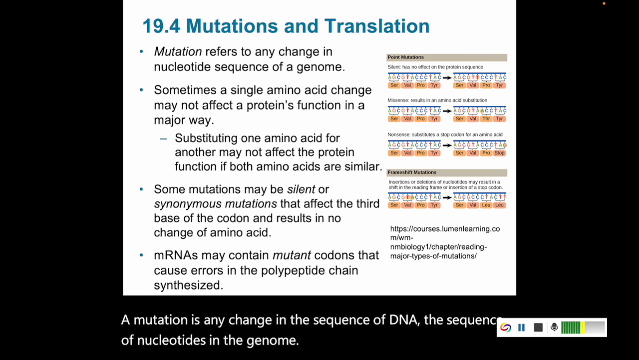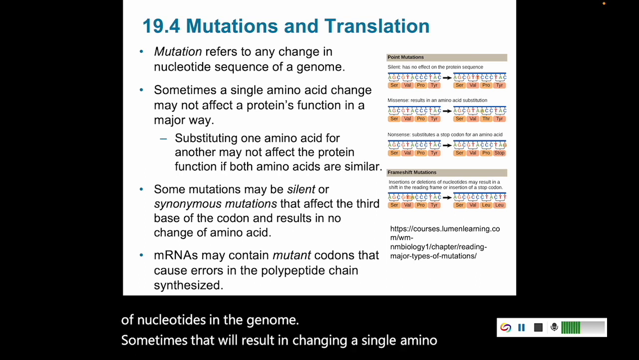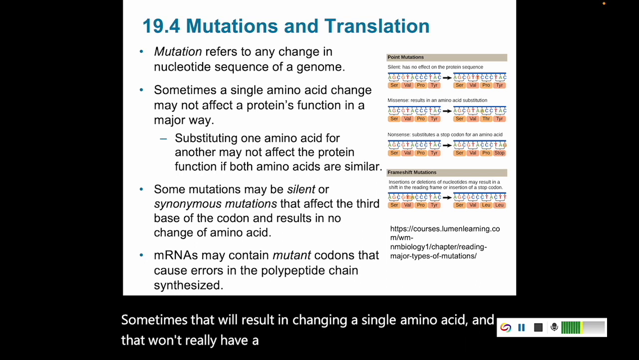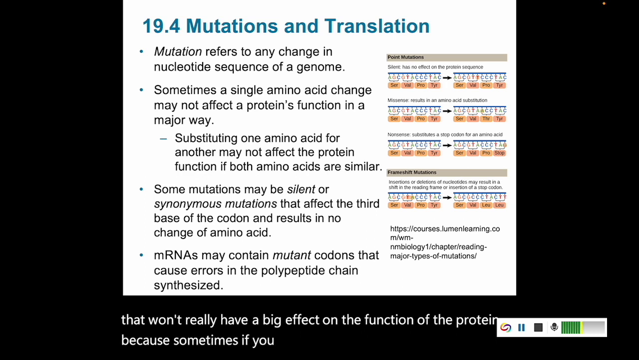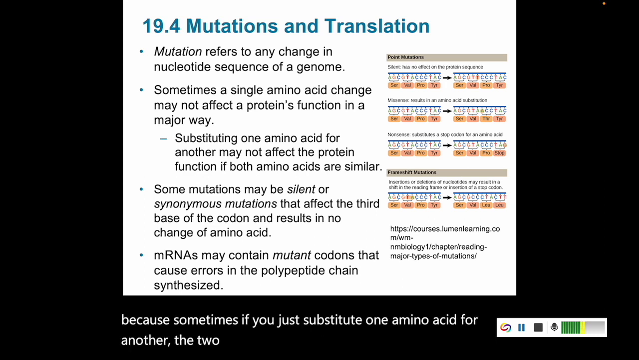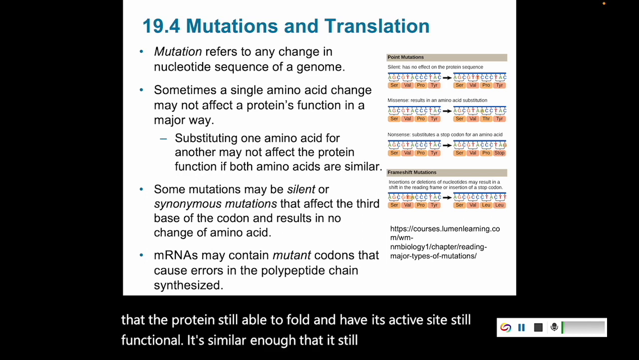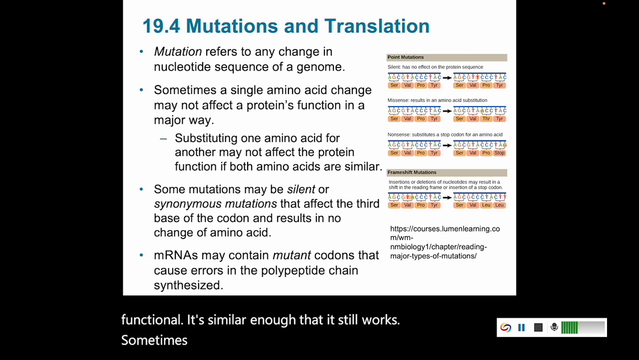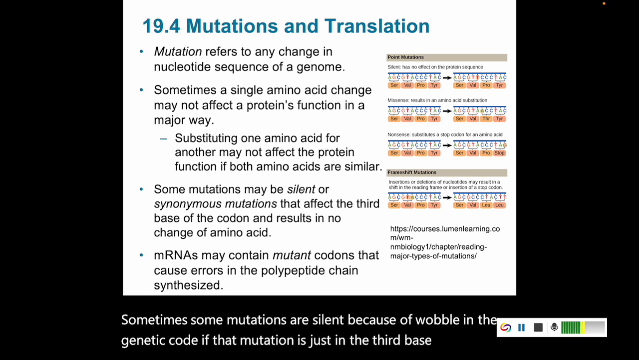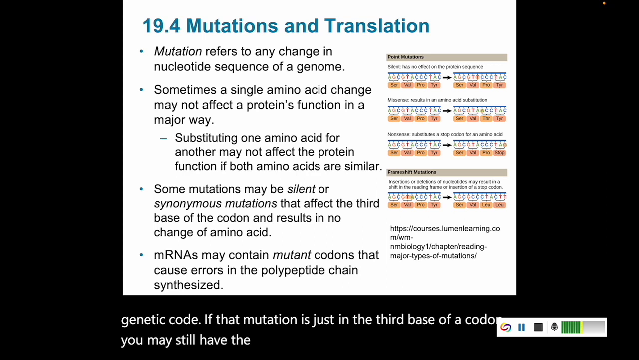Sometimes that will result in changing a single amino acid, and that won't really have a big effect on the function of the protein, because sometimes if you just substitute one amino acid for another, the two amino acids are similar enough to each other that the protein's still able to fold and have its active site still functional. It's similar enough that it still works. Some mutations are silent because of wobble in the genetic code. If that mutation is just in the third base of a codon, you may still have the same amino acid incorporated in.